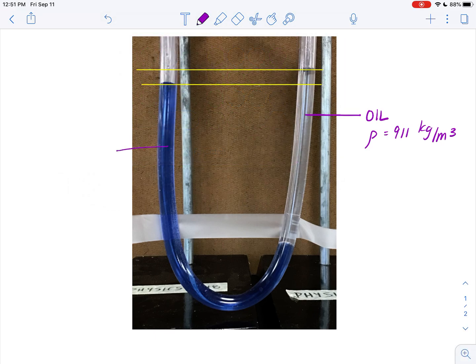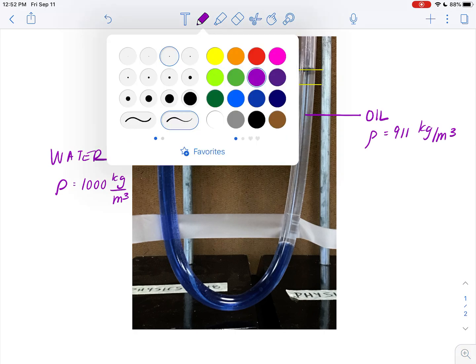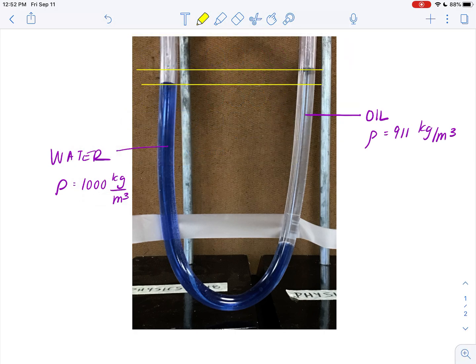So the water I had dyed blue, and the density of water is 1,000 kilograms per meter cubed. So in class I had talked about the idea that the difference in heights was due to this density. And now I would just like to explore that in a little bit more depth. So another thing that we talked about in class is that any place on here is at the same pressure.